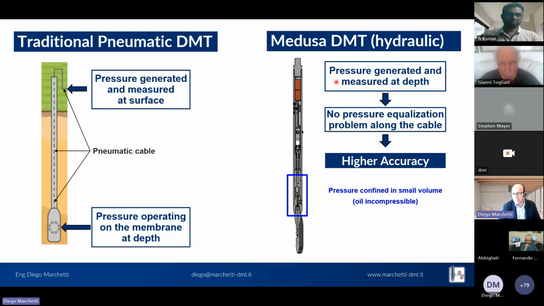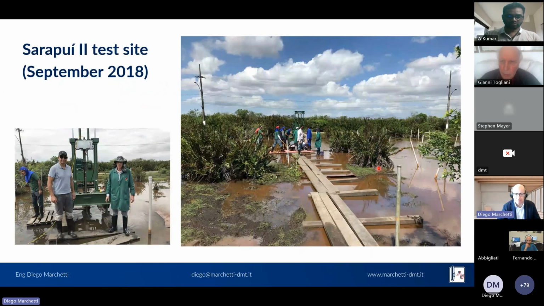With the Medusa DMT, the pressure is generated and measured at depth. So there is no equalization problem of pressure along the cable because the pressure is only in this small volume and the oil is incompressible. So the accuracy is boosted to a very high and repeatable quality. This is the research type in Brazil that I already showed you talking about the OCR parameter.